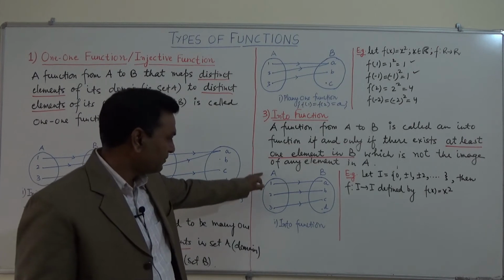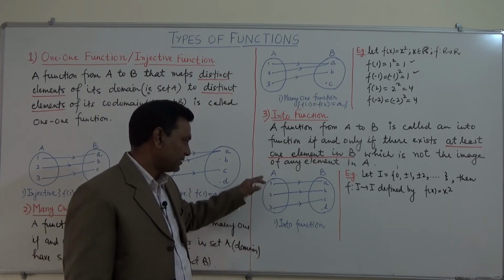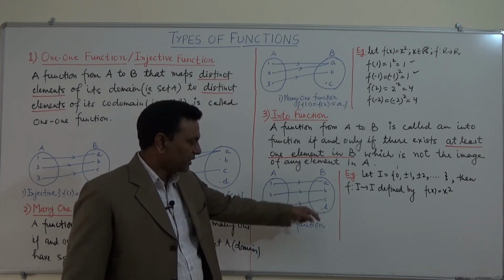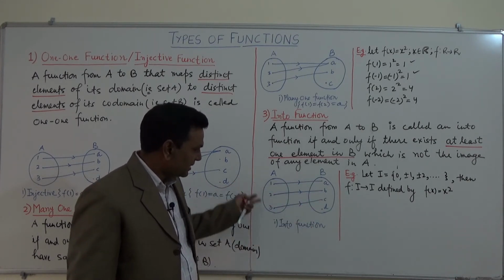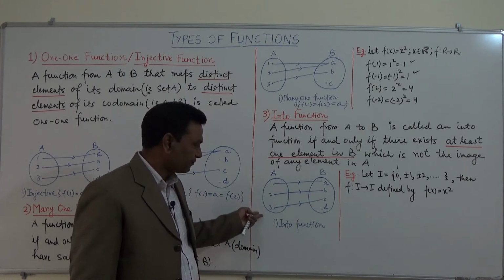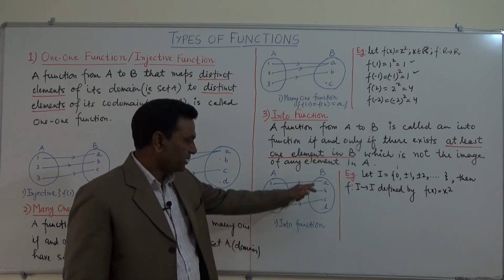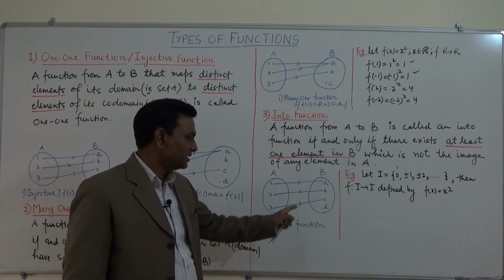Now diagrammatically, this is an example of into function. Here we have 3 elements, 1, 2 and 3, and 4 elements in B, A, B, C and D. Distinct elements of A have the distinct images A, B and C, but there is one element, that is D.